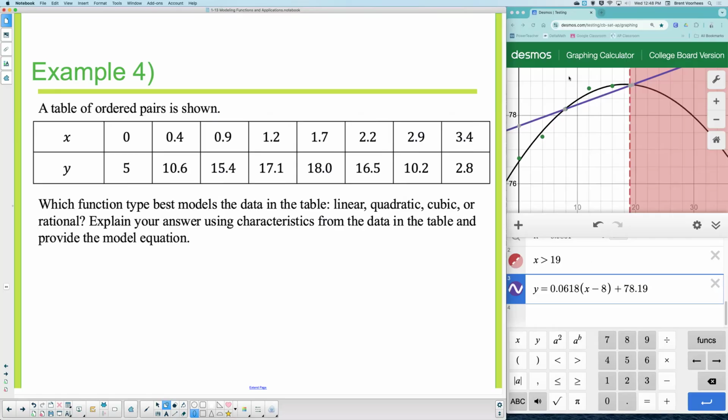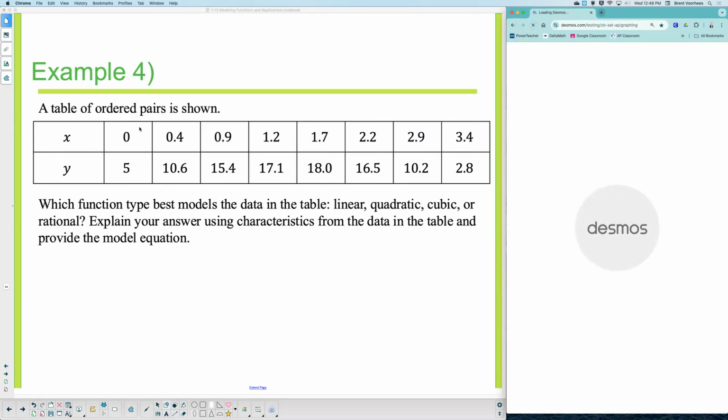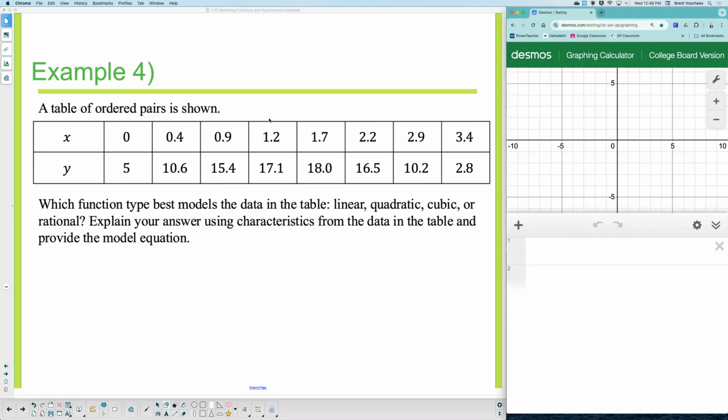Example 4 now. Hit refresh here. It says a table of ordered pairs is shown. Which function type best models the data in the table? Linear, quadratic, cubic, or rational? Explain your reasoning using characteristics from the table and provide a model equation.